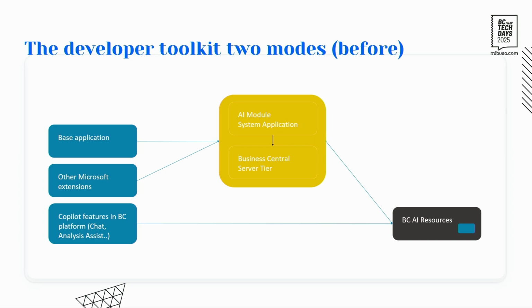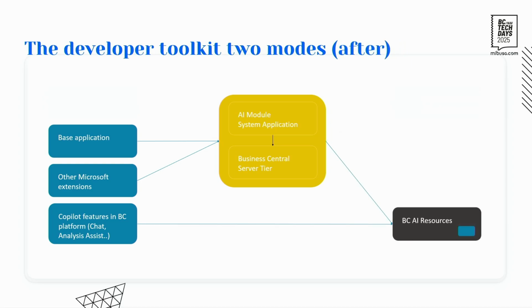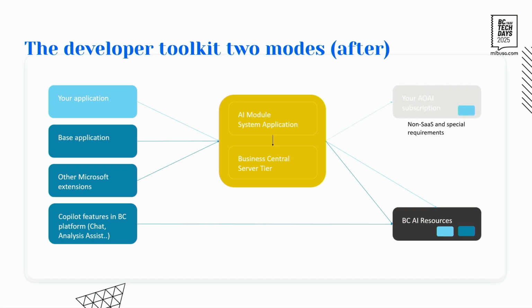So just to show how it used to work, we in Microsoft would typically build our functionalities, the Copilot features we have. They call through the toolkit as well and use the BC AI resources, but you would, up until now, have brought your own subscription for everything, including production. But going forward, you can actually choose for your apps to also rely on BC AI resources for production. As I mentioned, still use your own for test and development.